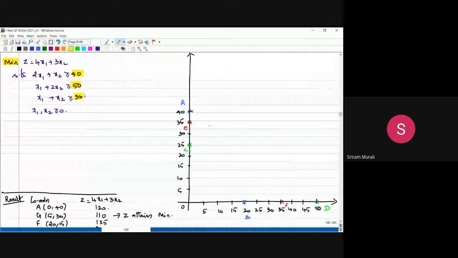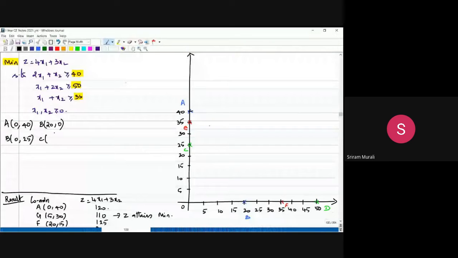Take the first constraint, A. If x1 is 0, what is x2? 40. In the same way, take x2 is equal to 0, what can be x1? 20, because if x2 is 0, 2x1 is 40, x1 will be 20. For the second constraint, if I take x1 as 0, what is x2? 25, because 2x2 is 50, x2 will be 25. In the same way, if x2 is 0, x1 will be 50.